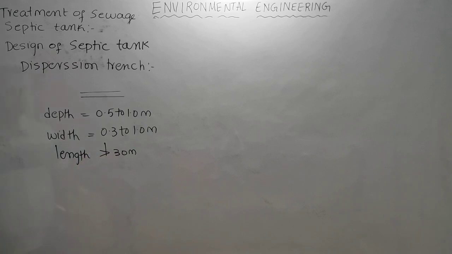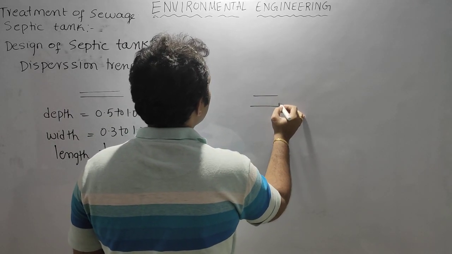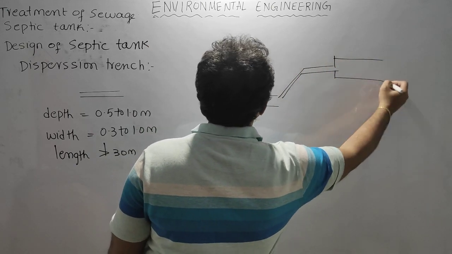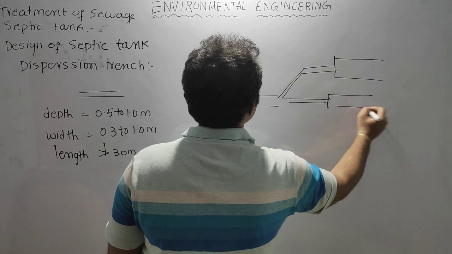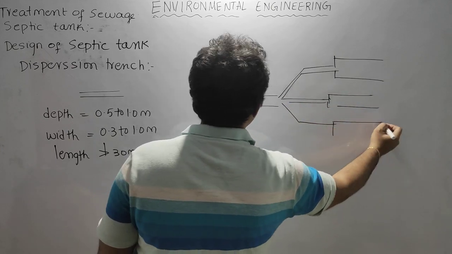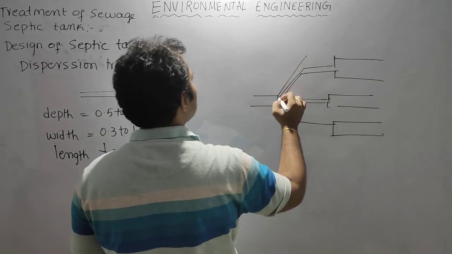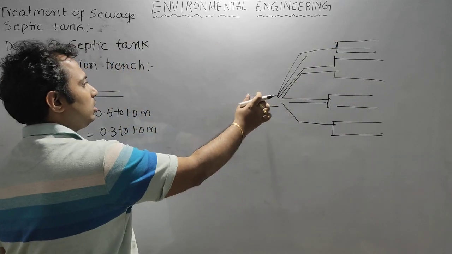So the maximum length we keep for the dispersion trench is 30 meters only. If you want more dispersion, you will increase the number of trenches. If this is a septic tank, this is the effluent pipe. From this effluent pipe, we will transport the effluent into one dispersion trench. If this is not sufficient, then we will have another dispersion trench like this. If this is also not sufficient, we will have another one. So we will distribute into a number of dispersion trenches depending upon the discharge of the effluent.